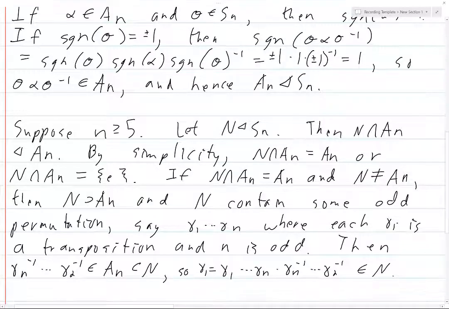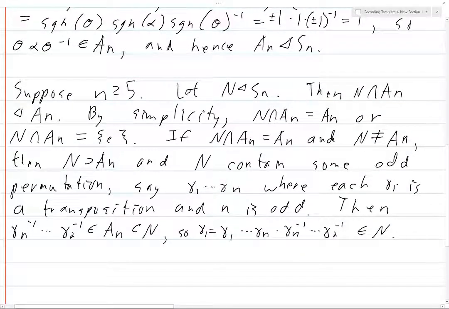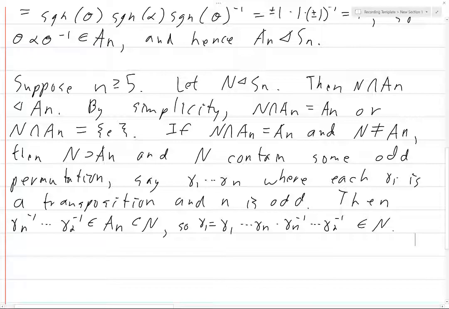So we have this particular transposition, gamma 1, that we know is contained in N. So say gamma 1 equals (a b).